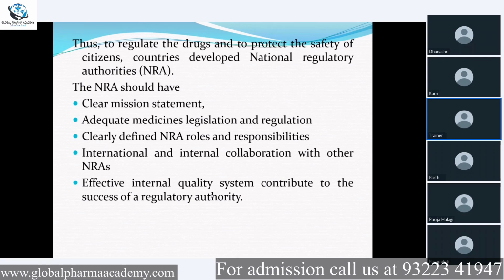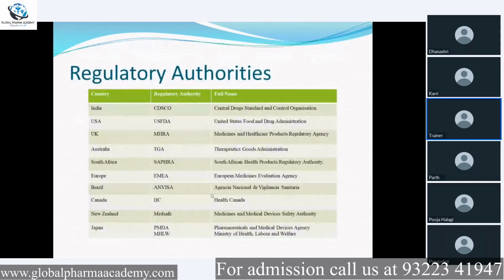Next, here are some of the regulatory authorities I have listed. For India, the regulatory authority is CDSCO, the Central Drug Standard Control Organization. For the USA it is the US FDA. For the UK it is MHRA. For Australia it is TGA. For Europe it is EMA. For Brazil it is Anvisa. For Canada it is Health Canada, for New Zealand MedSafe, and for Japan it is PMDA and MHLW.